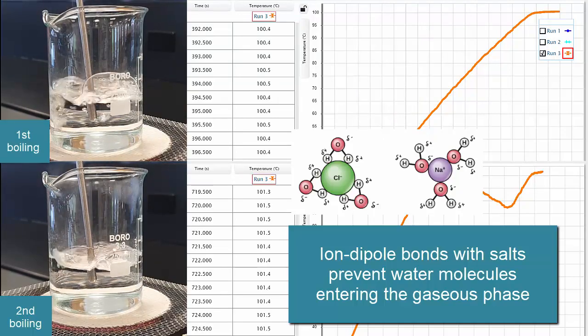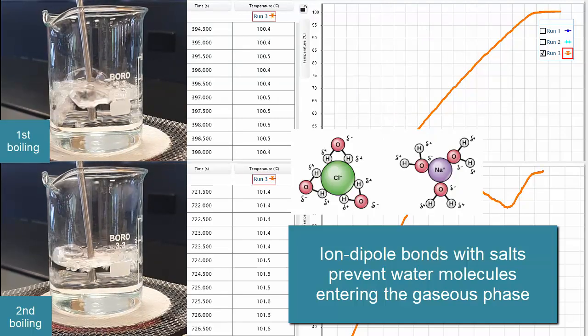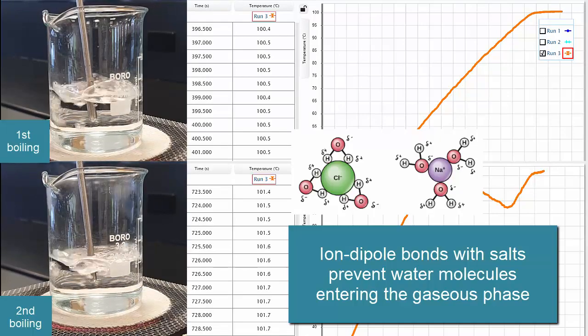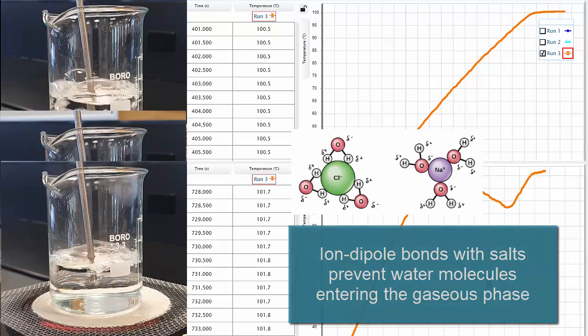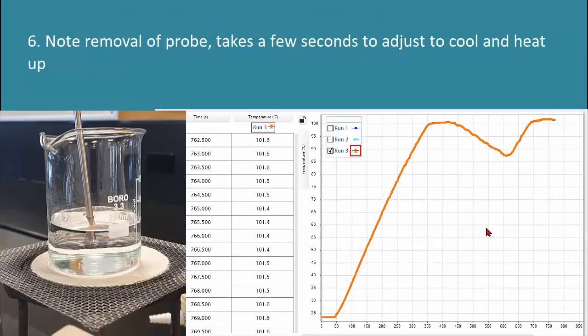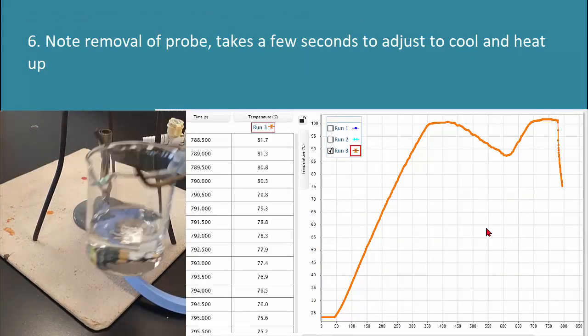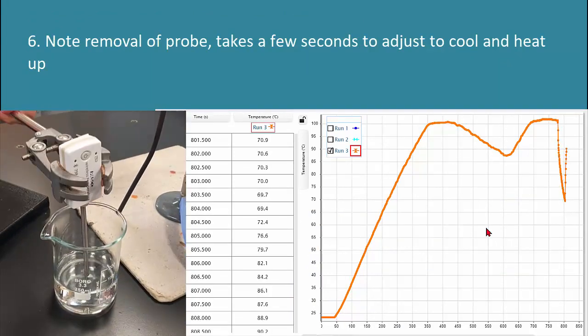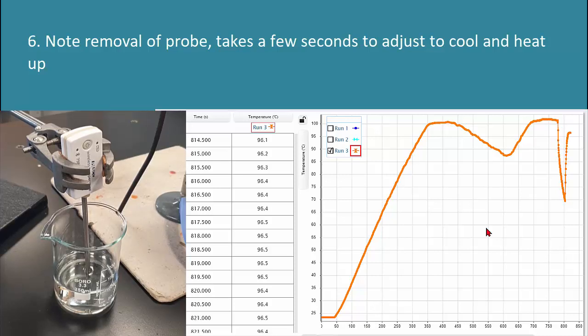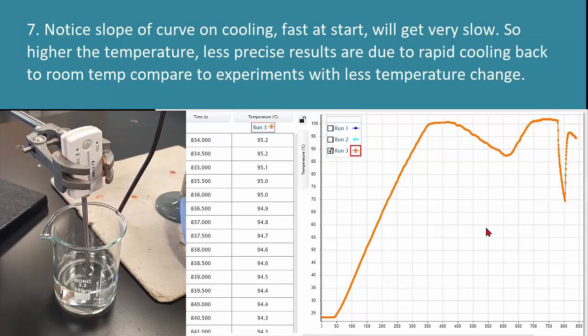Freezing point depression also occurs, so it's harder for the crystals to line up. If you put salt on it, it requires a colder temperature to form ice as a crystal. A second thing to note is that when I remove the probe, this is a little bit out of sync as well. It takes a few seconds to cool down, doesn't actually get there, and then a few seconds to heat up. So you just need to know that there are errors going on there. The main reason I was going to do this boiling water experiment is actually not the boiling, but the cooling. It rapidly cools at the start.